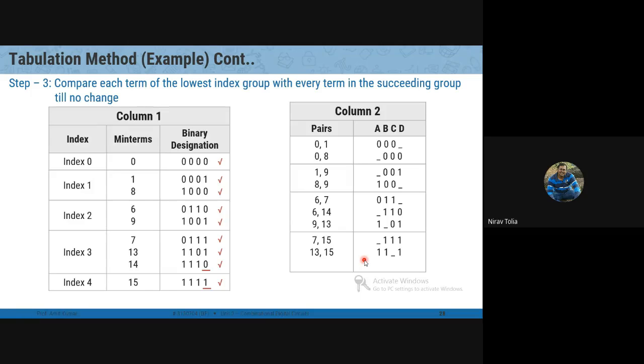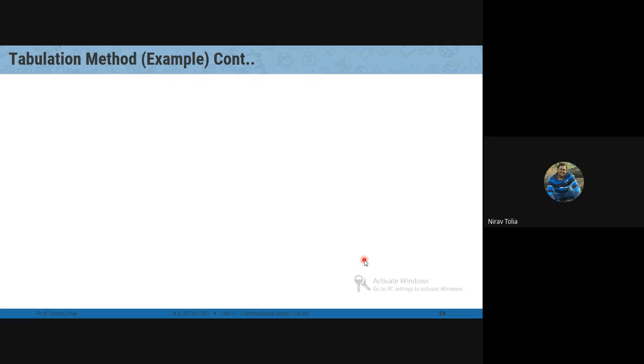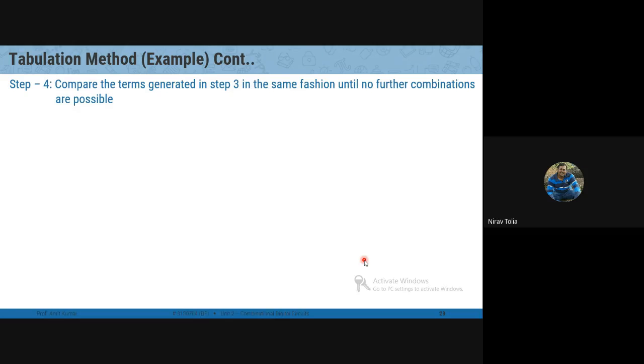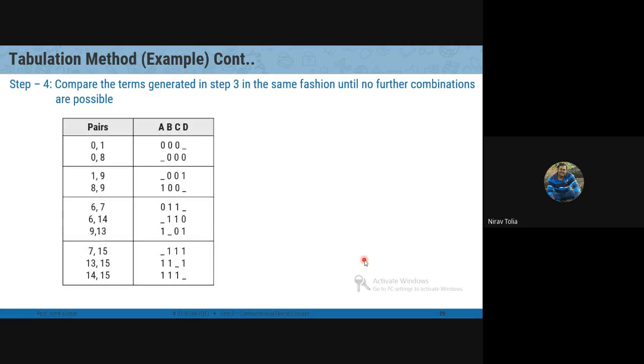Now we have to repeat the same thing again. So again, step 4, what does step 4 say? Compare the terms generated in step 3 in the same fashion until no further combination is possible.